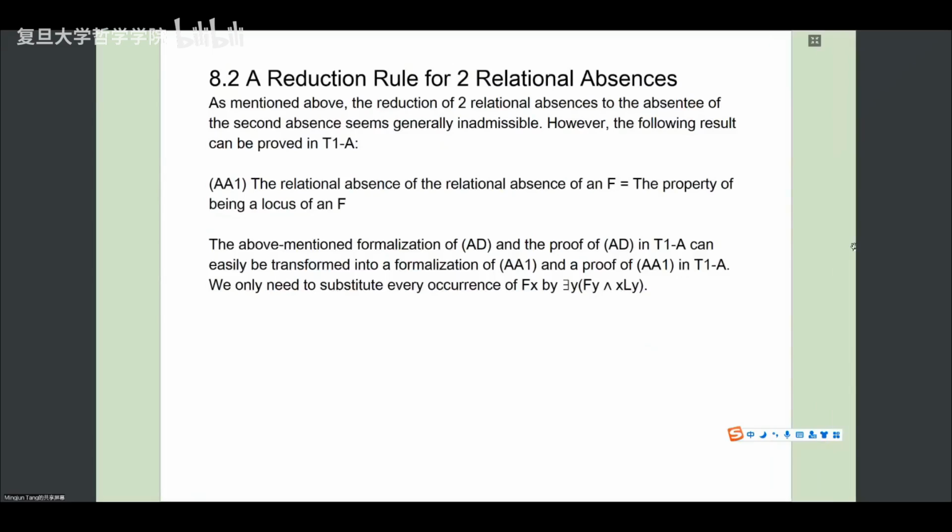As mentioned above, the reduction of 2 relational absences to the absentee of the second absence seems generally inadmissible. I have argued about this on a previous slide. Navya-Nyayakas thought it's true. We can say the absence of an F is F, but that causes trouble. For instance, if we say the absence of Devadatta is Devadatta, then we have on the right side of the equation a human being. On the left side, we have an absence. The most we can say is that wherever there is Devadatta, there is also the absence of Devadatta, and also the other way around. But saying that the two are identical is a bit problematic.